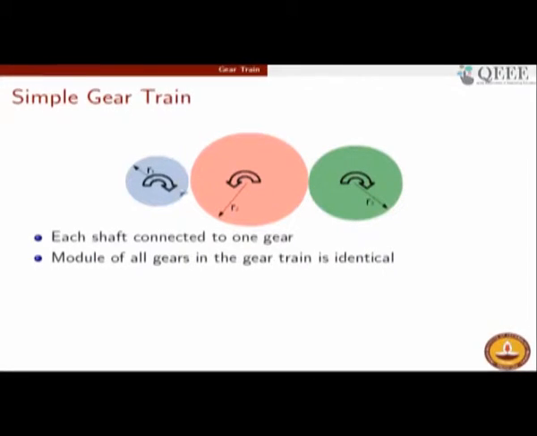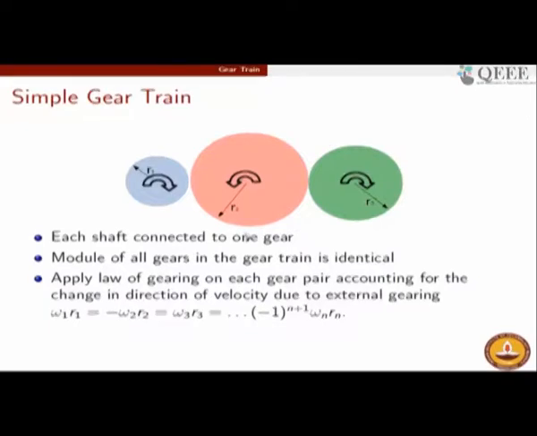So therefore, the module of this and this have to be the same, and similarly the module of this and this have to be the same, which means that all the modules of the gears in the gear train have got to be identical. So the analysis for such a gear train is simple, as I said, in that the velocity ratios can be easily determined from the formula omega 1 r1 equals omega 2 r2 equals omega 3 r3. You will note that I have included a sign here which I was not doing in the earlier cases. When we were analyzing just two gears, we were actually keeping track of the fact that the gears are going to be rotating in opposite senses.